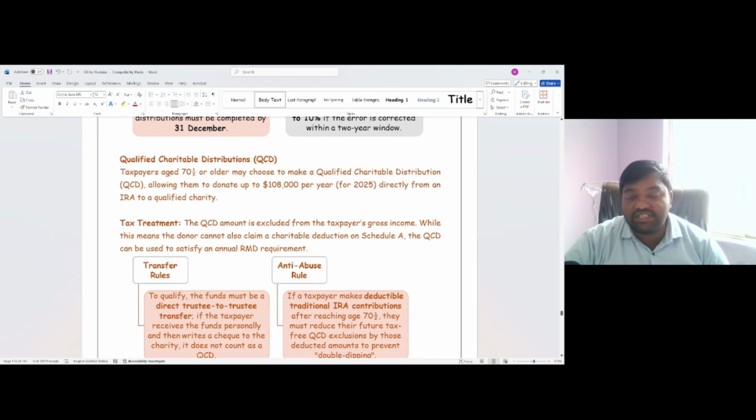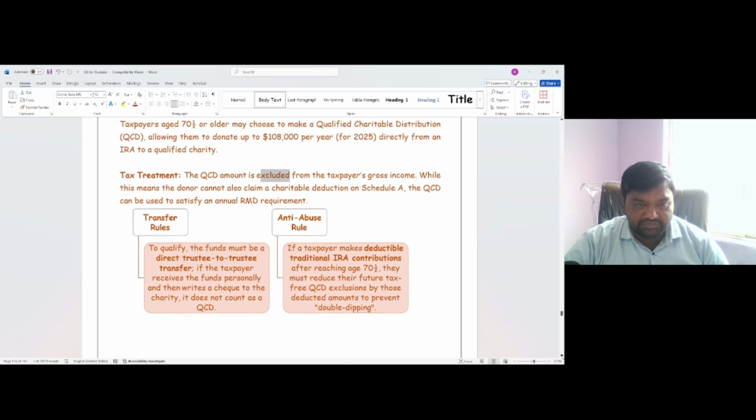Okay, so taxpayers aged 70 and a half or older may choose to make a qualified charitable distribution, allowing them to donate up to the annual limit, 108,000 US dollars for the 2025 tax year. The tax treatment is this: whatever amount you are contributing to the qualified charitable entity will be excluded from the taxpayer's gross income. You can see here.